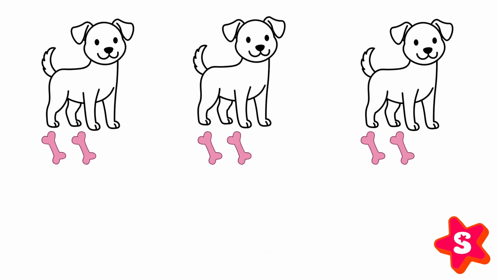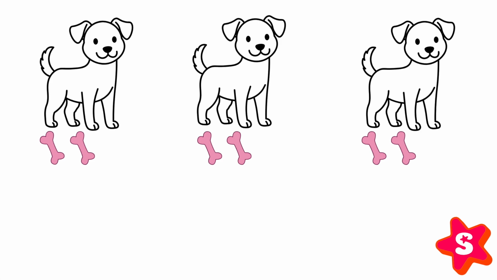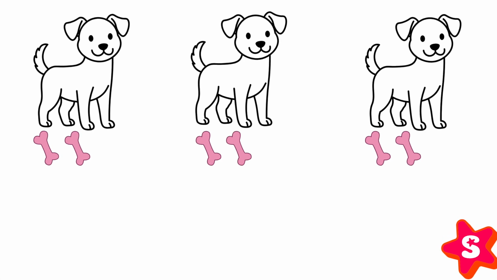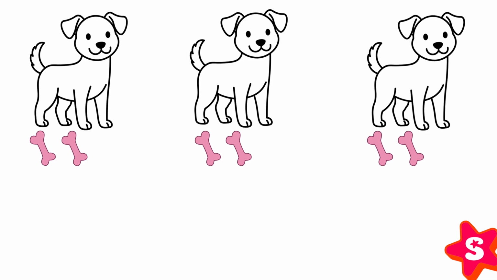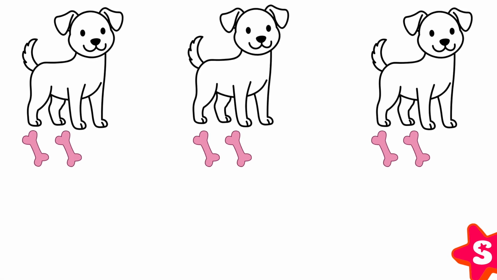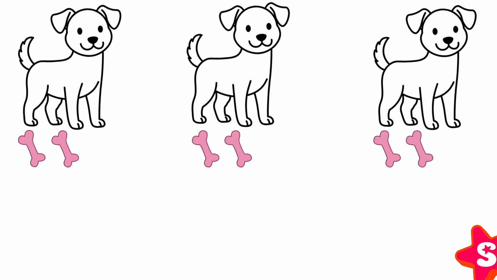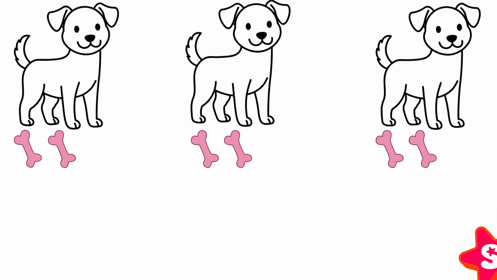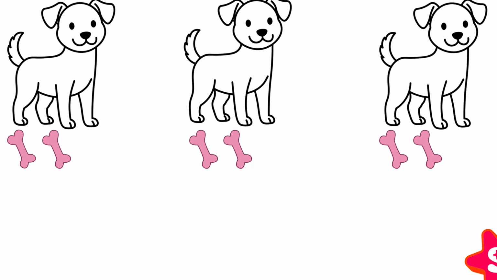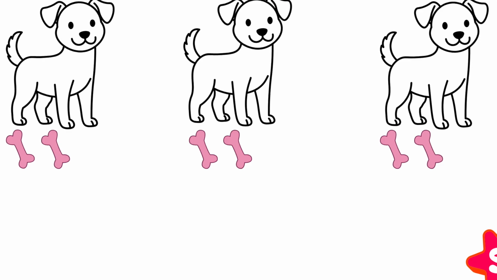Amazing! How many bones did each dog get? Yes! Each dog got 2 bones. So we made equal groups of 2. And looking at this, we can say that 6 has 2 and 2 and 2, or we could say 2 and 2 and 2 is 6.